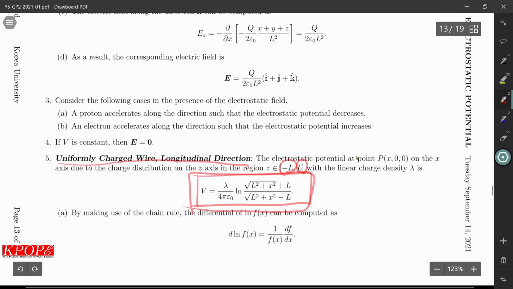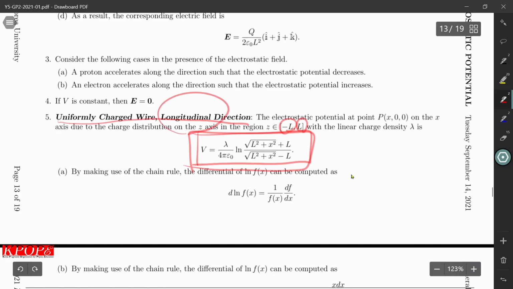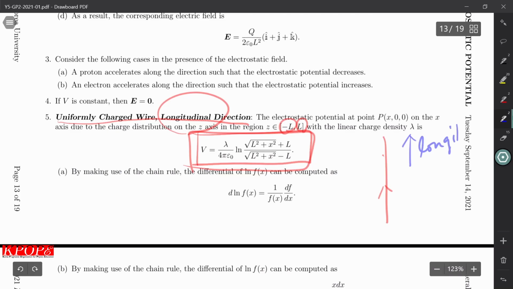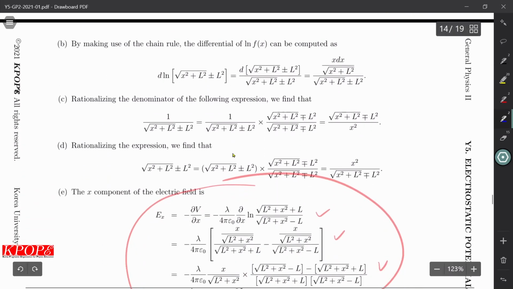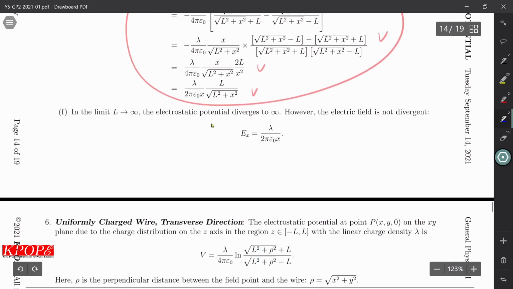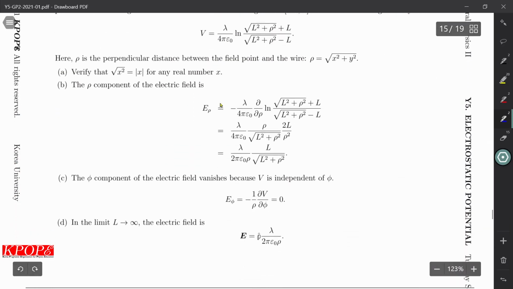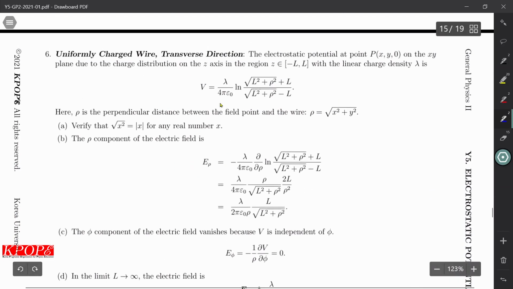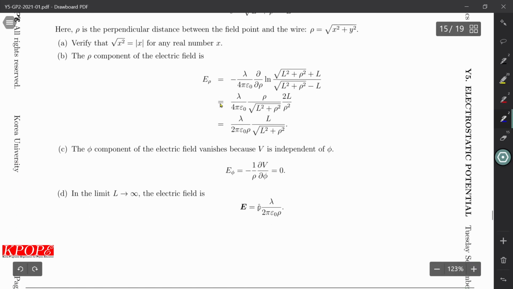This is the longitudinal direction. The wire is in this direction. Longitudinal and perpendicular direction, that is the transverse direction. So the longitudinal direction component is obtained in here, and the transverse fraction.